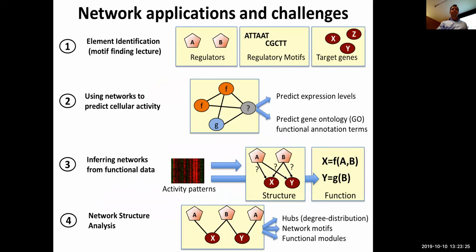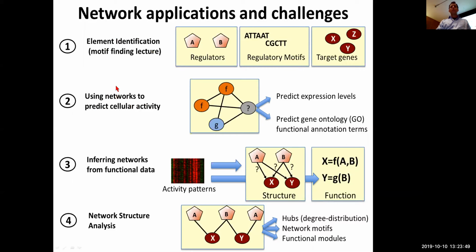Everybody with me so far? All right. So then, what are the different challenges in understanding the networks of biology? The first one is finding the building blocks, basically finding the elements, finding the regulators, finding the regulatory motifs, finding the target genes. And we talked about some techniques for doing that in the regulatory genomics lecture on Tuesday.